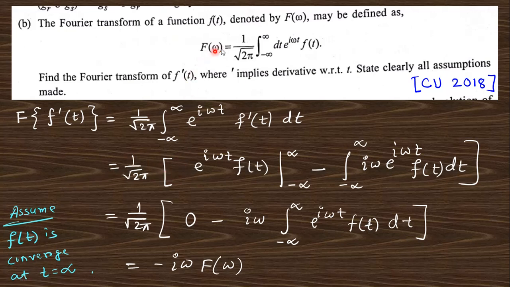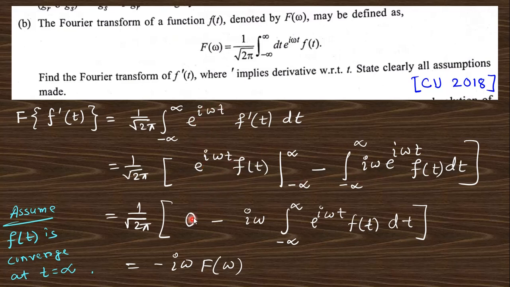Now, this is a question given in the Calcutta University 2018 M.Sc. The question says the Fourier transform of a function f of t is denoted by this. This is the definition of Fourier transform given here. Find the Fourier transform of f prime t, where prime implies the derivative with respect to t. State clearly the assumption. So, if we take the Fourier transform of f prime t, you need to put f prime t here. Just replace f of t with f prime t.